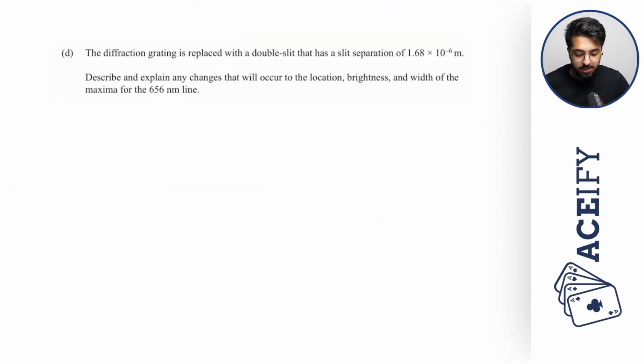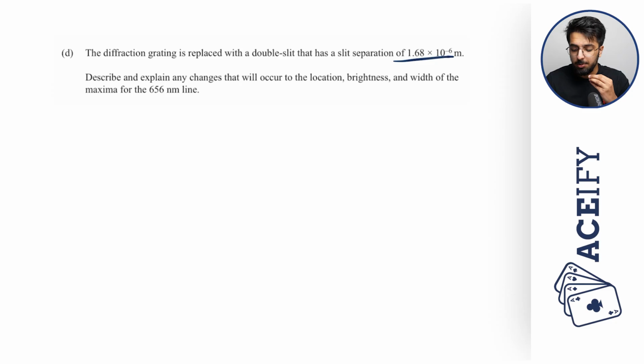Like we calculate. The diffraction grating is replaced with a double slit that has a slit separation of 1.68 times 10 to the 6 meters. Describe and explain any changes that will occur to the location, brightness, and width of the maxima for the 656 nanometer line. So this is our classic question. However, this time there is a slight twist. Because our d value this time is the same for both the diffraction grating and the double slit, the maxima will be located at the exact same location.